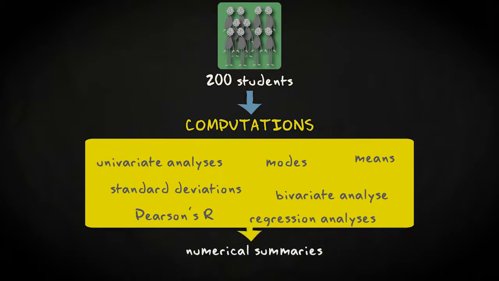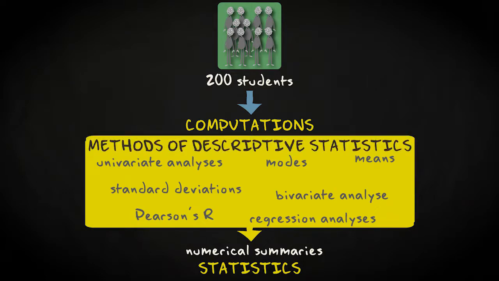All numerical summaries resulting from these computations are fully based on your sample, and they are called statistics. In general, the methods for summarizing sample data are called descriptive statistics.